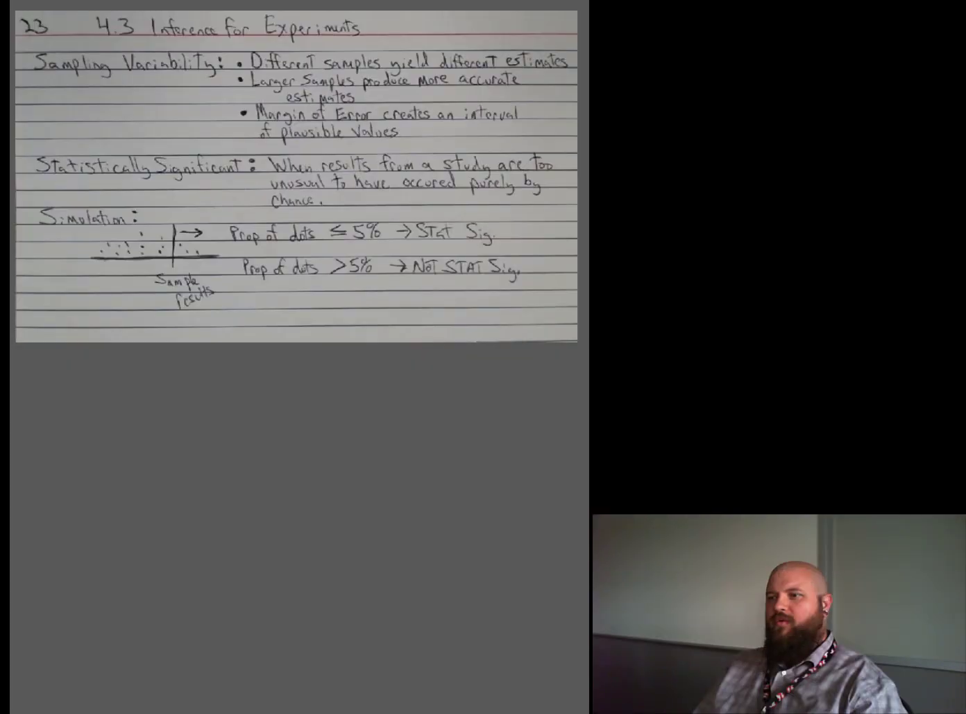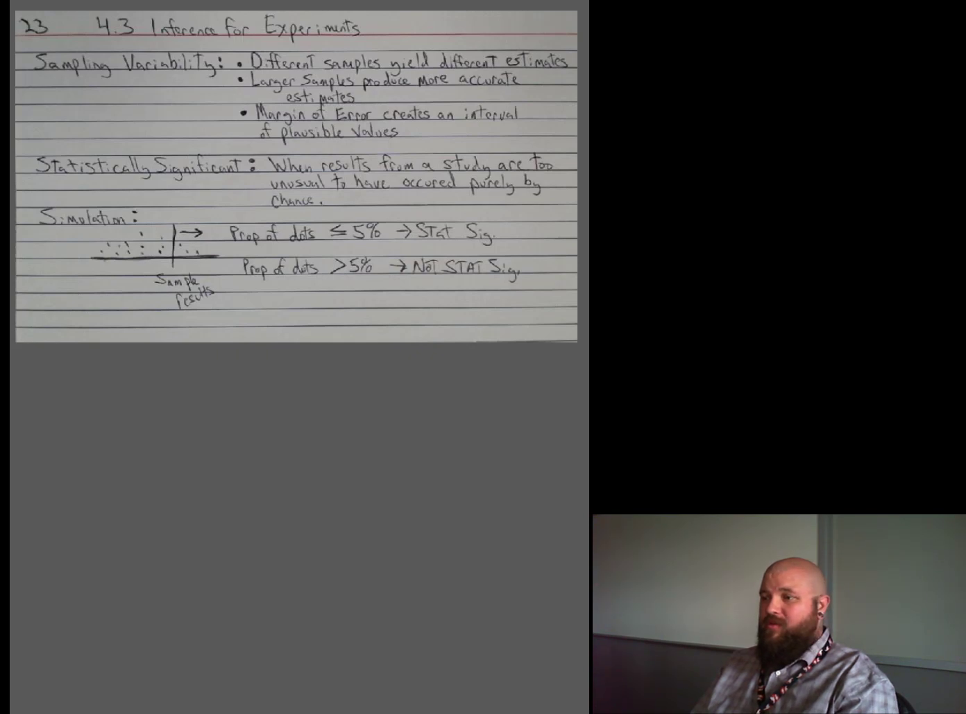All right, for this section of 4.3, we're going to talk about inference for experiments. The main thing we're going to look at here is sampling variability and statistical significance. Sampling variability refers to how different samples yield different estimates. Larger samples produce more accurate estimates. When you can take more from the population, you're going to get better results of what the whole population is describing, rather than just little small samples. And the margin of error creates an interval of plausible values.